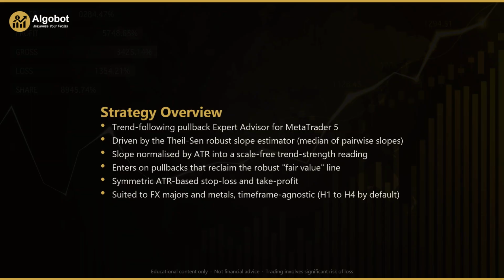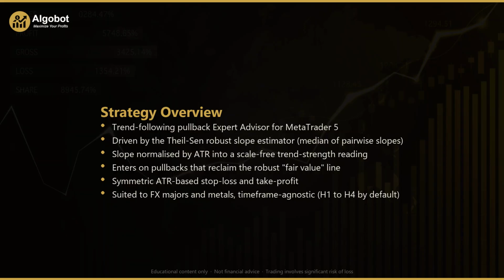Let's start with the big picture. The Median Slope Trend Writer is a trend-following expert advisor that looks to join an existing move on a pullback rather than chasing a breakout. What makes it a little different from the usual trend tools is the way it measures the trend. Most moving averages and regression lines are fitted using ordinary least squares, which minimizes squared error. The trouble with that method is that a single news spike or a sharp wick, which happen all the time on foreign exchange pairs and metals, can drag the fitted line around and manufacture a trend that isn't really there.